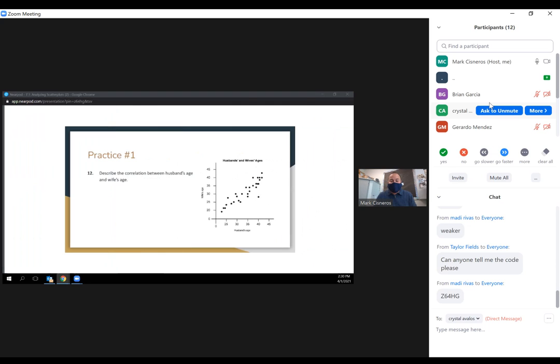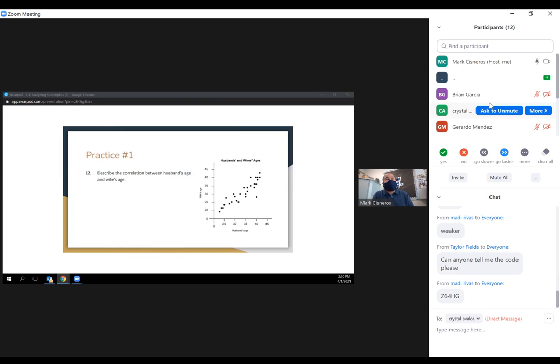All right. So I'm going to leave you guys with an exit ticket here. But before I do that, we're going to do one practice together. And I'm going to show you exactly what I want on this exit ticket on the question that gets graded. Two parts. Take a look at this scatter plot. It shows the relationship between a husband's age and a wife's age.